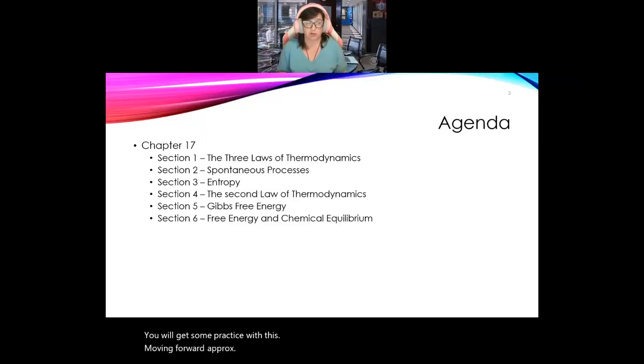We're going to talk about chapter 17. This is sections 1 through 6. So while we're technically only supposed to talk about Gibbs free energy and chemical equilibrium, I didn't feel like it worked very well unless we talked about the beginning of thermo and spontaneous processes and entropy and all the rest of this. So we're going to go through all of that before we get into Gibbs free energy and chemical equilibrium. Okay?